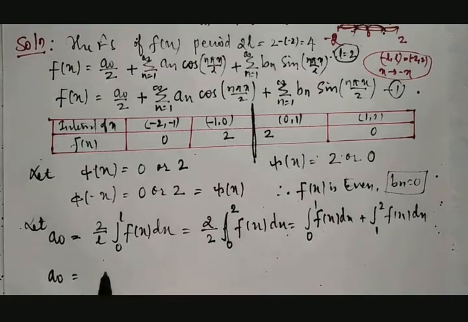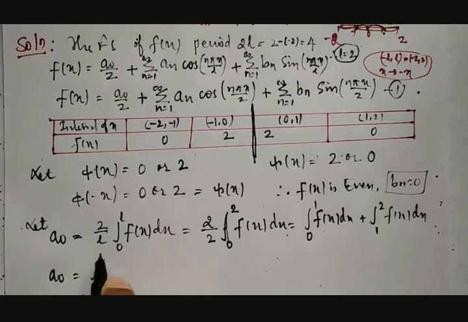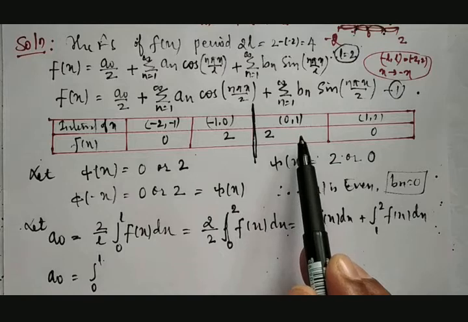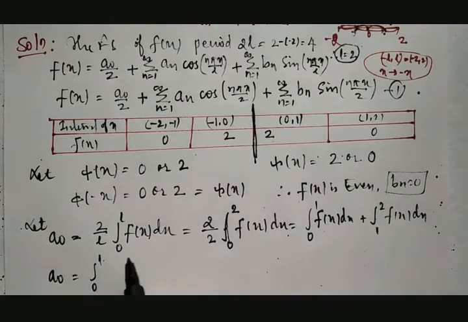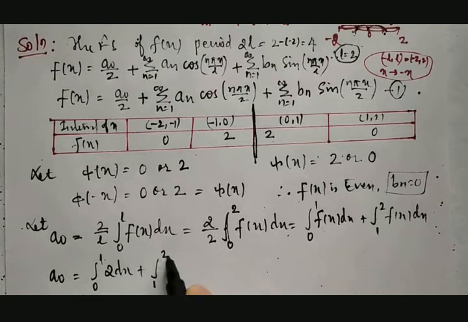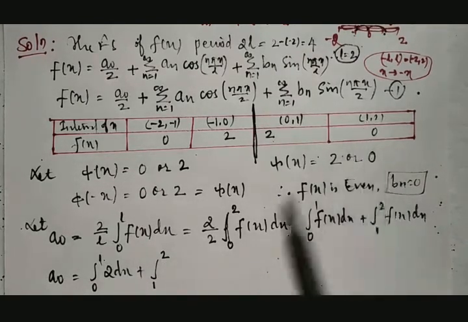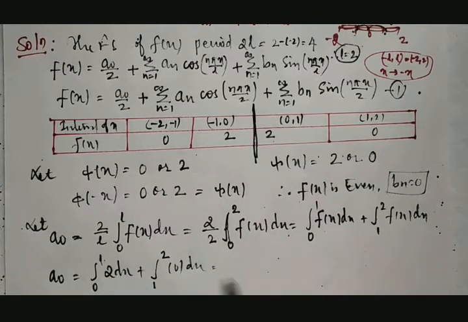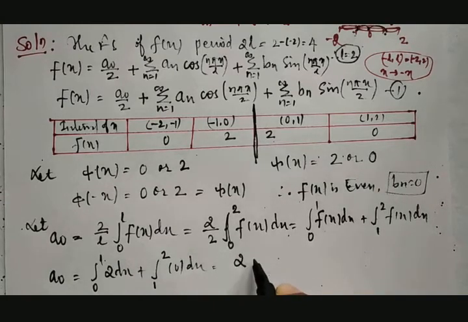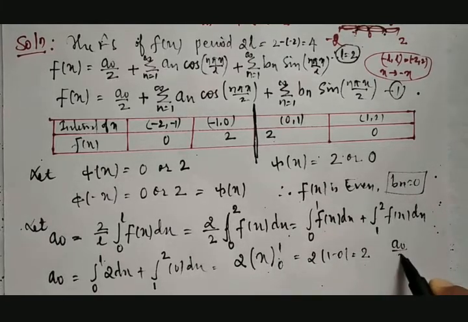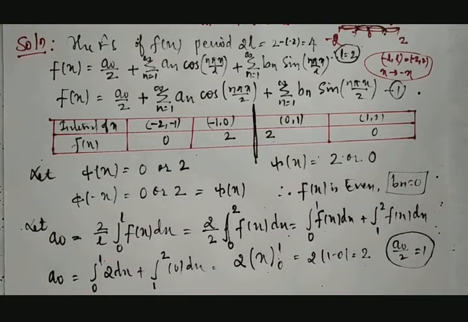Therefore, A naught is equal to integration between 0 to 1. What is f of x between 0 to 1? It is 2, so it is 2 with respect to x. Plus integration between 1 to 2, what is it? f of x between 1 to 2 is 0 already, so this is gone. Therefore, it is the integral of 2 dx, that is 2x between 0 to 1. So 2 into 1 minus 0 is equal to 2. Therefore, A naught by 2 is equal to 1.